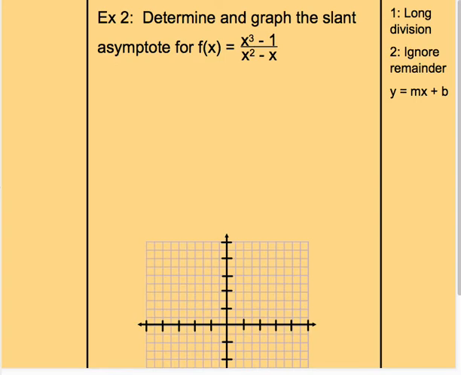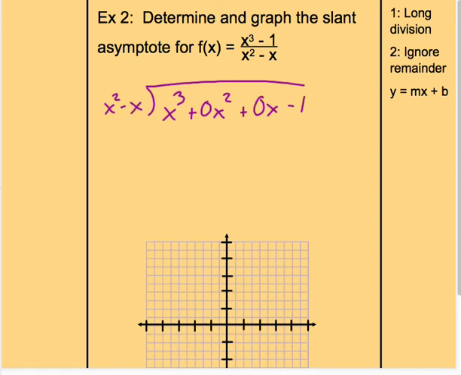Again, notice on this example, the degree of the numerator is 1 bigger than the degree of the denominator, so we're going to have a slant asymptote. So we set up our long division. I needed a couple of placeholders on this one. Dividing by x squared minus x. X squared times x gives us x cubed, multiplying.